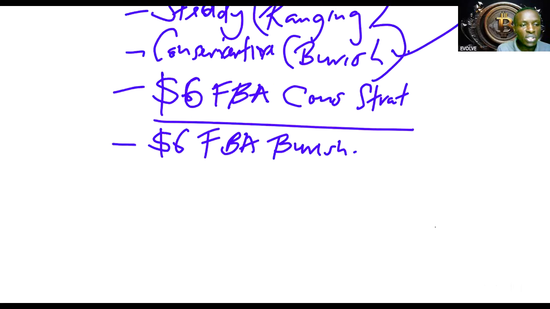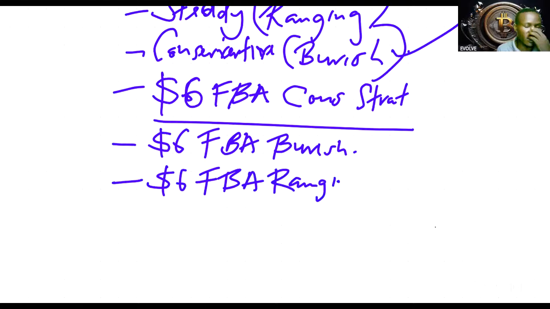You can do $6 FBA ranging altogether. Or you can change and say $6. I mean, you can come and put it here.